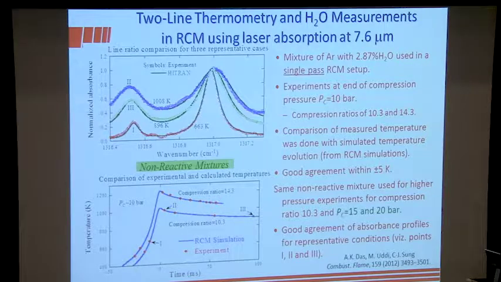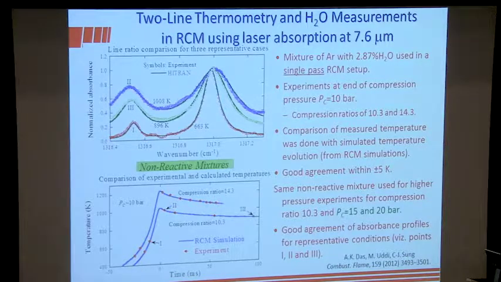Okay? So they took a mixture of argon with just less than 3% water, and they looked at the absorption of the water as a function of temperature. They did a series of standard experiments first, and this is the kind of profiles that they saw. Here they had 663 Kelvin, here's 1896 Kelvin, here's 1008 Kelvin, and then you can interpolate in between.